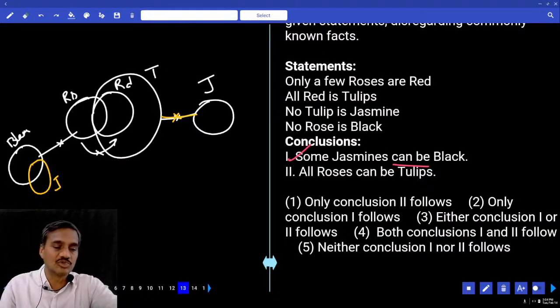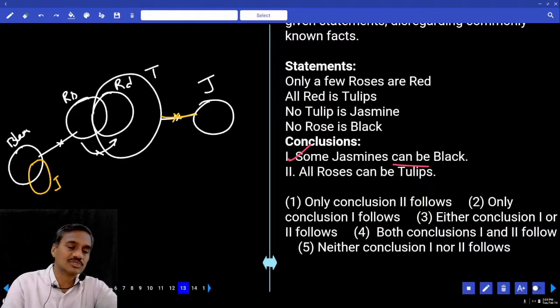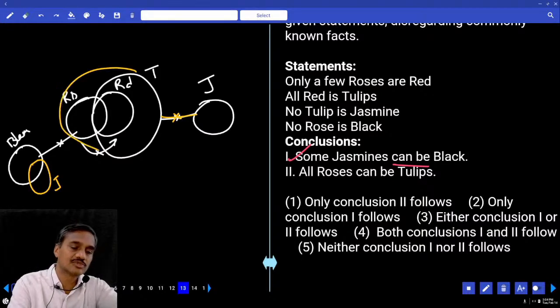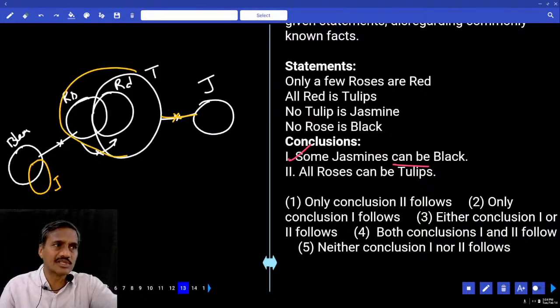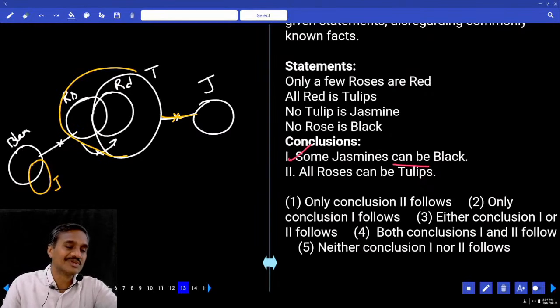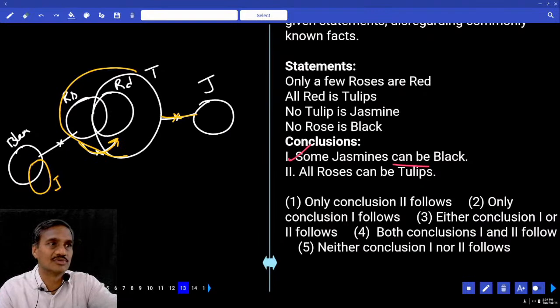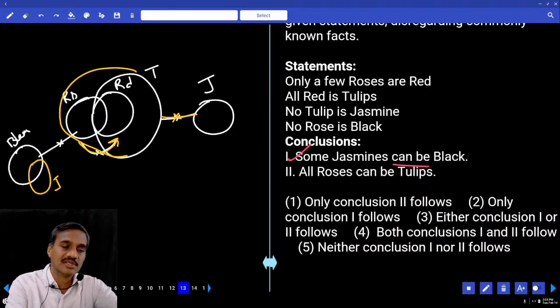All roses can be tulip. I said all roses can be tulip. I can draw it like this, tulip, isn't it? Right sir, no, it cannot be drawn. Why can it not be drawn? We said all roses cannot be red. It is not coming into red, even now, all roses. Only some roses are red. At the same time, now I am extending this tulip like this.